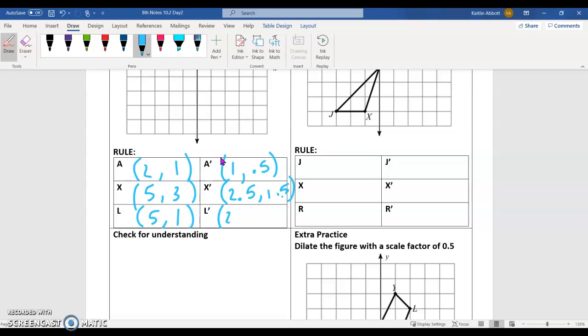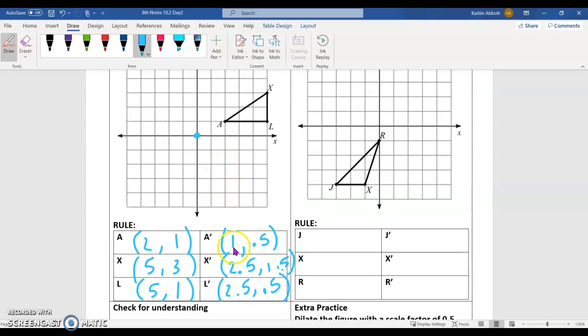5 divided by 2 is 2.5, and 1 divided by 2 is 0.5. All right, now we've got to graph these. 1, comma, 0.5, so I go 1 in the positive direction, and up 1/2 is right in the middle there, so that is A prime.